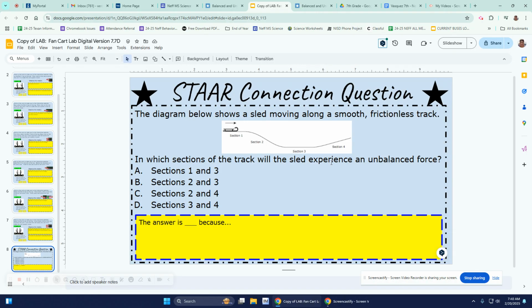Remember, unbalanced forces again have a net force more than 0, and it will change direction, and it will start or stop. A balanced force just stays at rest. It does not move, does not change direction, does not speed up, does not slow down, and has a net force of 0. So with that in mind, you're going to answer this question. The answer is, and you're going to say which sections, because, and then go back in and explain that.